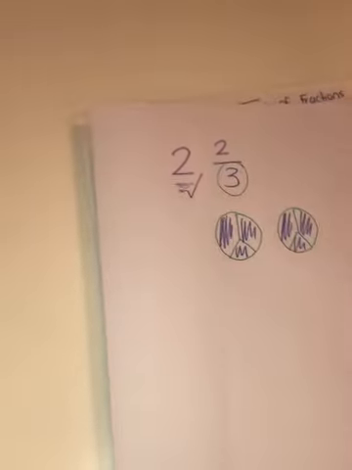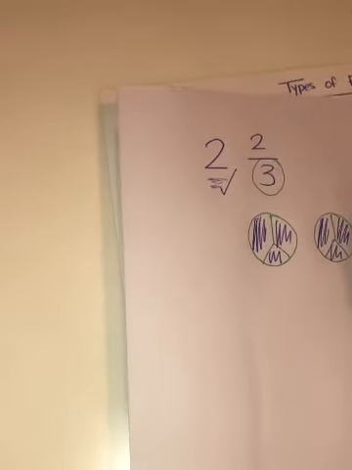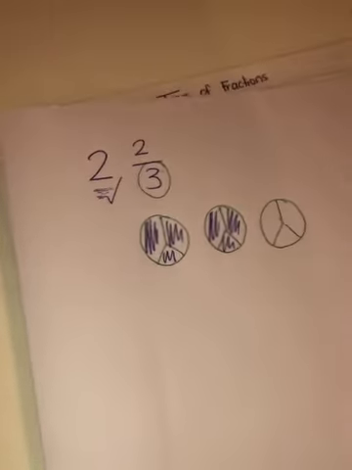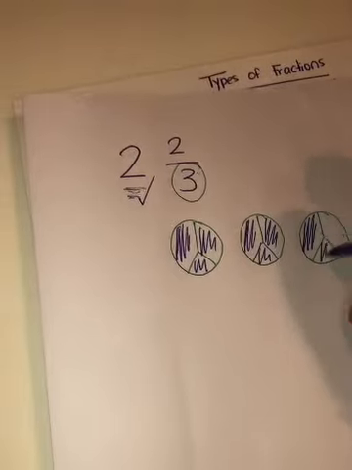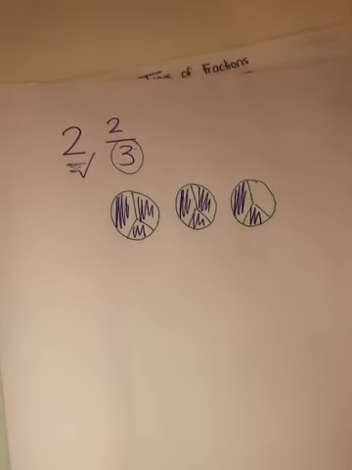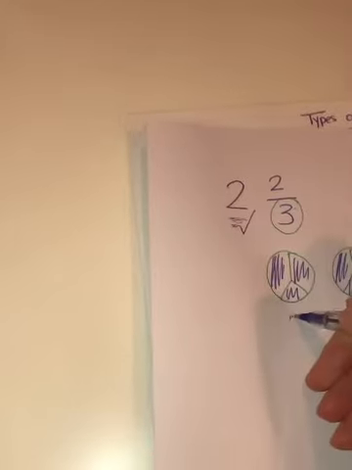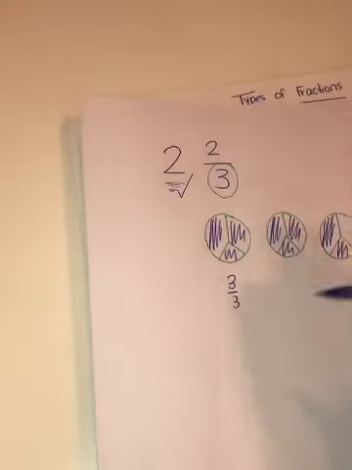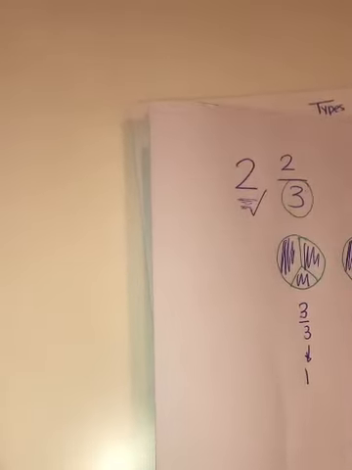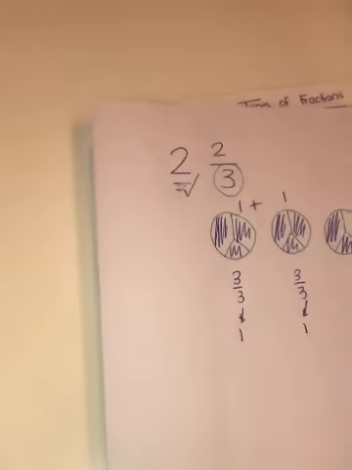I represent the proper fraction. Cut into 3 parts. How many are shaded? 2. 1, 2. This is how I represent my mixed number. What does a whole mean? This is a whole and this is a whole. It means that all the parts are shaded. All of them are shaded, so this becomes 1 and this becomes another 1 whole. So 1 plus 1. This is why I have 2.